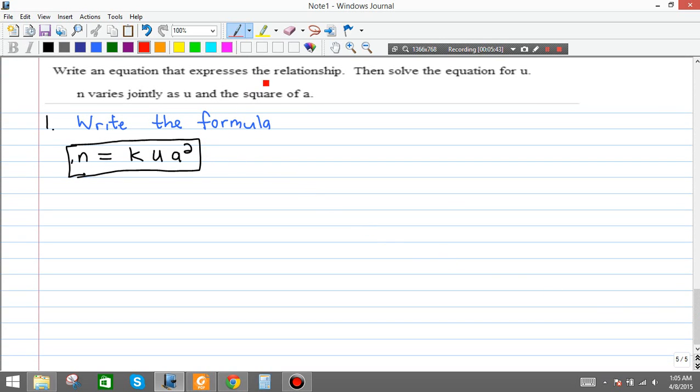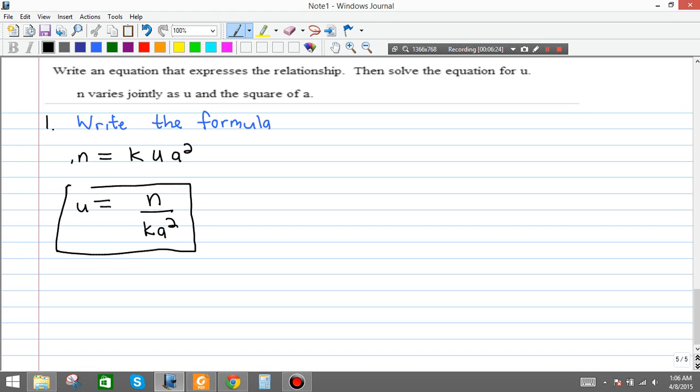Write an equation that expresses the relationship, then solve for u. The formula is n equals k times u times a squared. That's because n varies jointly as u and the square of a. And so n varies jointly, the product of u and a squared, and directly. And they wanted us to solve for u. And so we'll take the box here away. So solving for u, u is equal to n over k a squared.